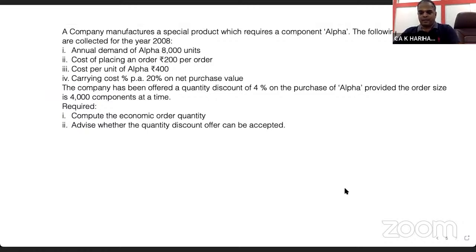Very good one. Now, the second part of the question. My dear students, with respect to economic ordering quantity, always remember there are two methods to compute EOQ. Computation of EOQ in two methods.